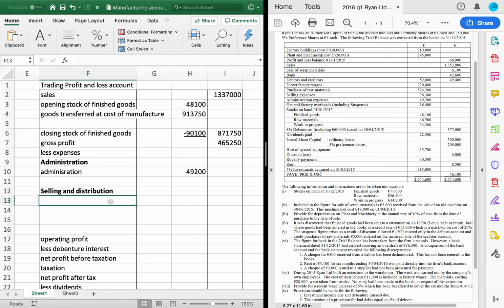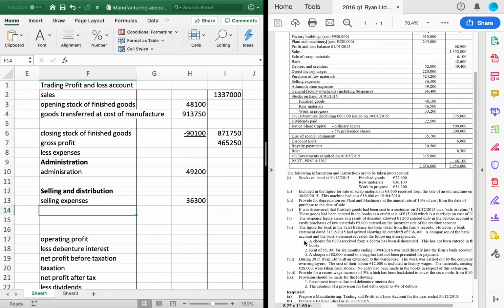Now you're selling and distribution, you'll obviously have a few. So any bad debt stuff would go in selling and distribution. Any selling expenses, any commission paid, anything like that. So we have any selling expenses. Yeah, so the selling expenses 36.3. Now I know there's nothing from the workings, and that is 36.3. And I don't think there's a bad debt.